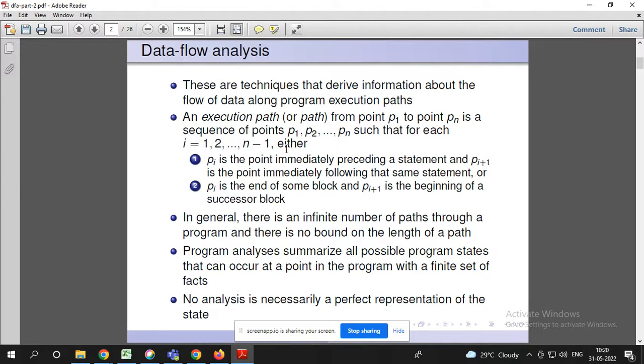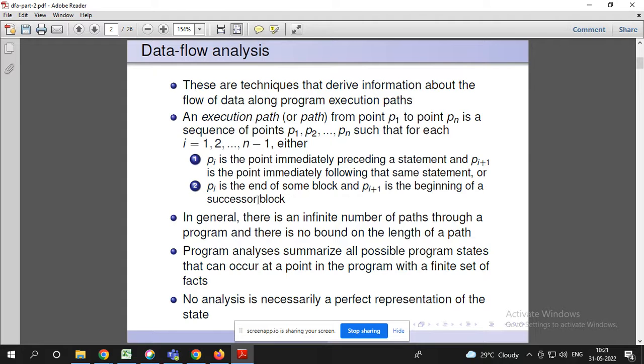equal to 1, 2 up to n minus 1, Pi is a point immediately preceding a statement and Pi plus 1 is the point immediately following the same statement. Suppose you have four lines of program instructions. The first line is P1, the next line is P2, the next line is P3, and so on. So Pi is the end of some block and Pi plus 1 is the beginning of the successor block. Suppose in the basic blocks, the first block contains five instructions; the fifth instruction may be P5 and P6 is the first instruction of the next block.